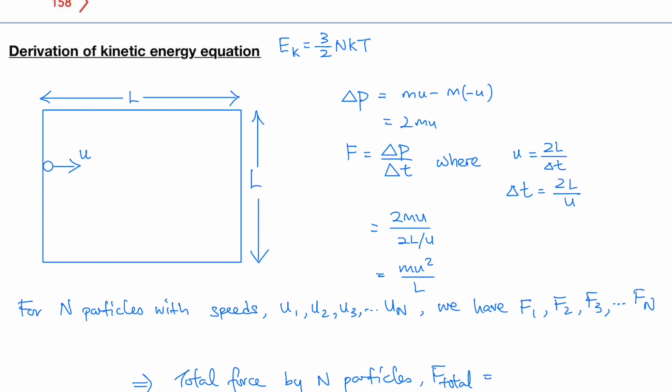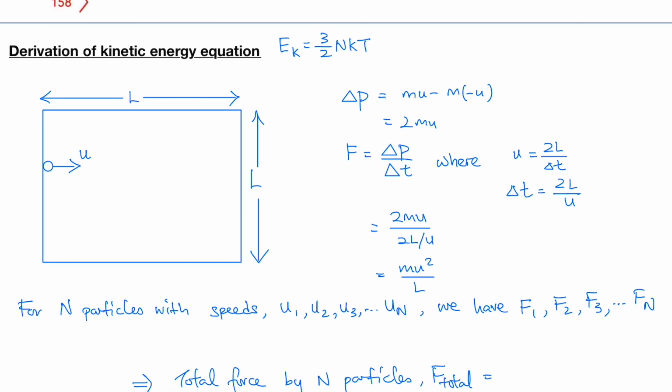Right. Now imagine there are a large number of particles, n number of particles, and each carrying its unique speed u1, u2, u3 all the way to un. And therefore with these unique speeds, we have individual unique forces that each particle will carry as it bounces off the walls, F1, F2, F3 all the way to Fn.